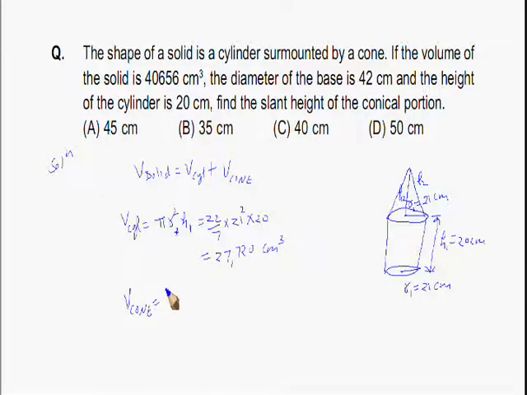The volume of the cone is given as 1 upon 3 pi r2 square into h2. 1 upon 3, the value of pi is 22 upon 7, the r2, that is 21 square into h2. Now while calculating this, we get the value of volume of cone in form of h2, which comes to be 462 h2 centimeter cubic.